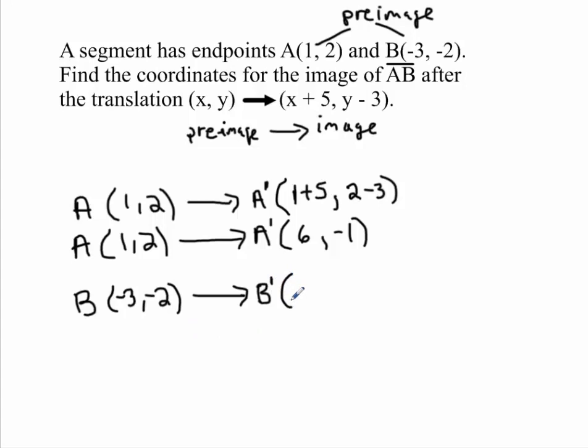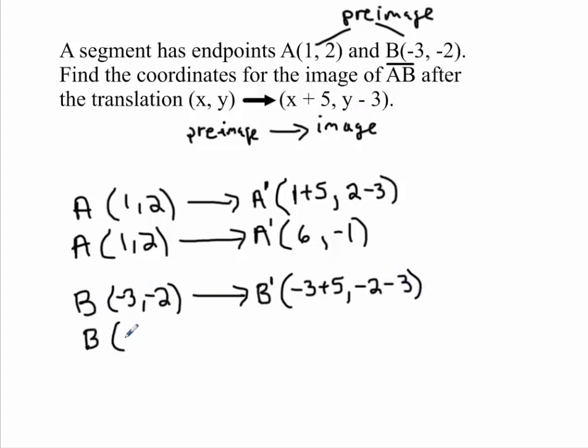And then we do the rule now. The rule says take every x value, add 5 to it. Here's my x value, so -3. I'm going to add 5 to that one. And then the rule says whatever the y value is in the pre-image, you're going to subtract 3 from that y value. Here my y value is -2. And then I'm going to subtract 3 from that amount. And next I'm just going to simplify.